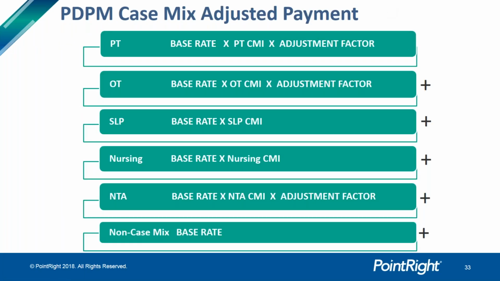So what we're looking at here then is how to tie it all together, right? So we're looking at PT, OT, speech, nursing, NTAs, and non-case mix. And what's happening is there's a base rate that CMS is providing for all of these components. We're looking at the case mix adjustments, so those 1.16, 1.03, all those case mix adjustments are multiplied by the base rate. And then for PT, OT, and the non-therapy ancillaries, they're multiplied by the adjustment factor that's associated with where in their stay they are. Those are all added up together in order to derive the PDPM rate for that particular resident.